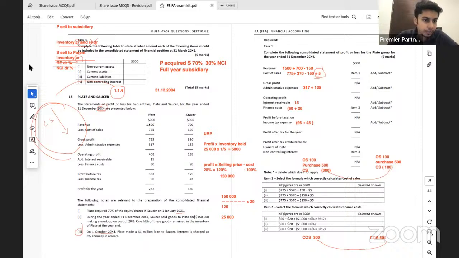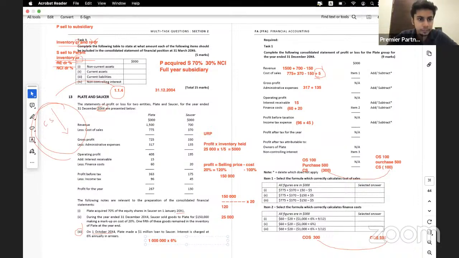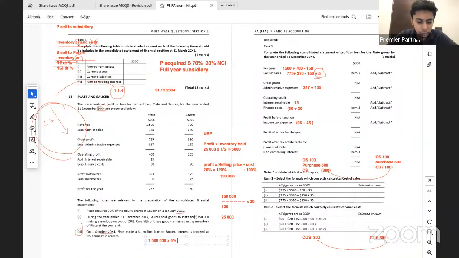Okay. So what happened? Plate, who is the parent, gave a loan to Saucer at 6%. So 1 million loan at 6% annual. But has 1 year gone? No, right? From here to here, has 1 year finished? No. October, November, December means there are only 3 months. So what you do, multiply by 3 and divide that by 12. So our interest will then be 15,000. This is the interest. All okay?